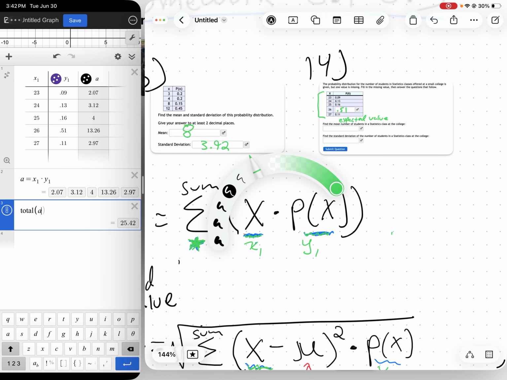We have our mean number of students, 25.42. The college can expect that 25 to 26 students will probably be in the class. Next video, we'll find the standard deviation.